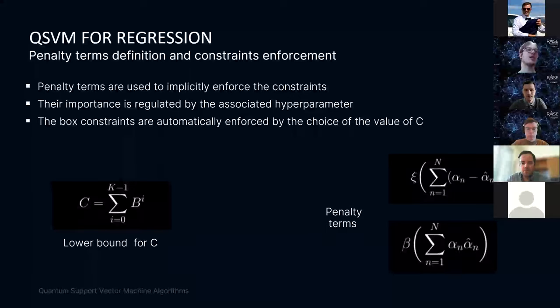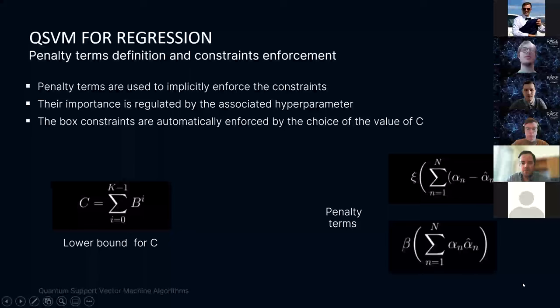It is equal to the summation from i equals zero to k minus one of b to the power of i, which is the maximum value by definition that each variable can take. So by setting a value of C that is greater or equal to this quantity, I know that the constraints are satisfied, because the variables are by definition not allowed to take a value greater than this. Whereas concerning the other constraints, we add penalty terms.